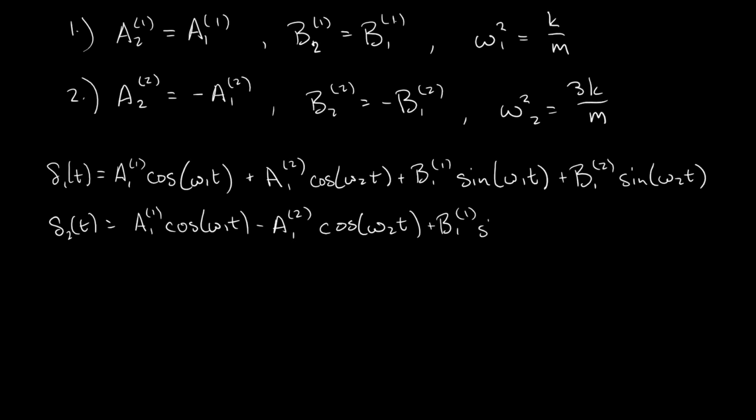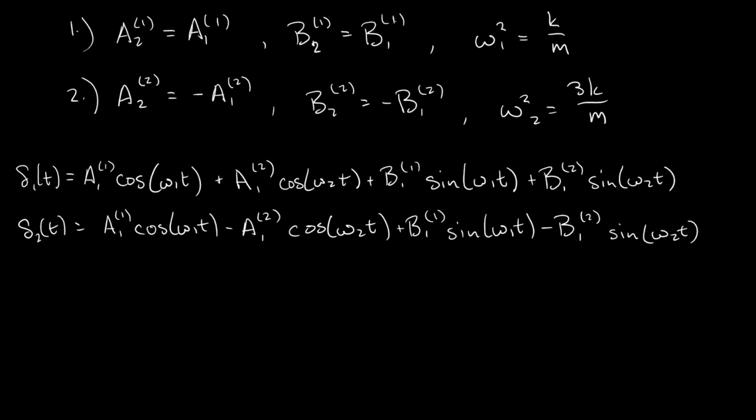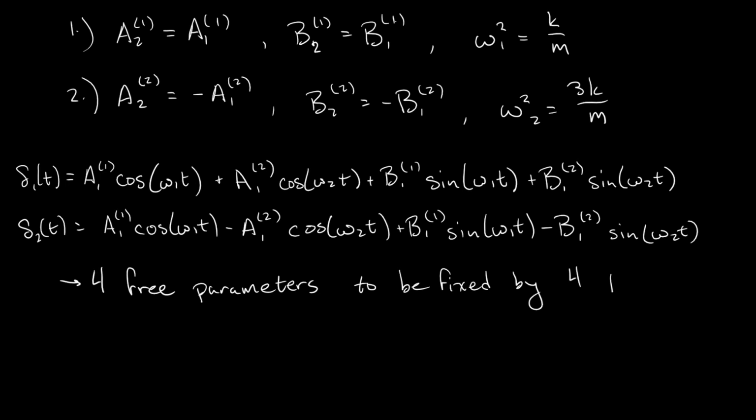b1 1 sine omega 1 t minus b1 2 sine omega 2 t, whoa, what is that? Omega 2 t. So these are our solutions, and these are our general solutions. Notice we have 4 free parameters to be fixed by 4 boundary conditions.